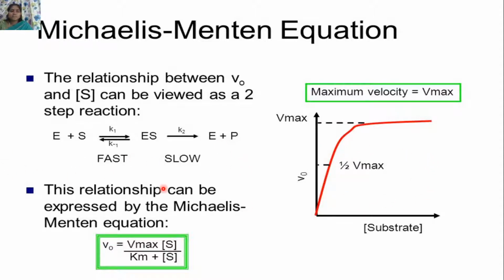See here the same simple enzymatic reaction. Until here it is fast, and the conversion of this enzyme-substrate complex into the enzyme and the product is slow. This relationship can be expressed by the Michaelis-Menten equation, that is, V0 equals Vmax times S divided by Km plus S. S is the substrate concentration. Vmax is the maximum velocity.